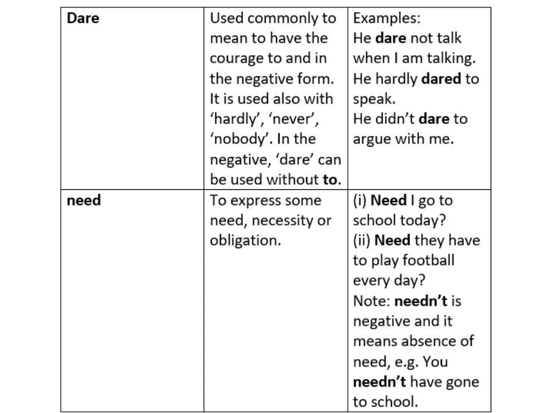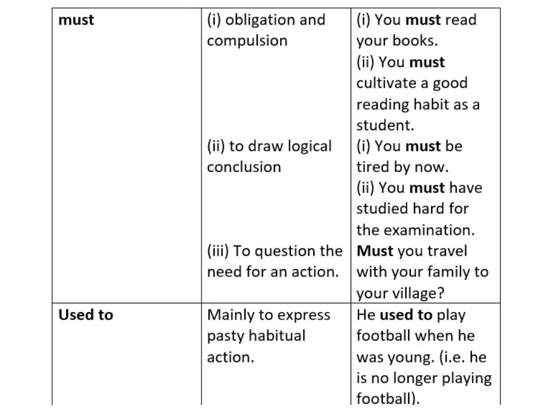The next item on the list of modal auxiliary is dare. This is used commonly to mean to have the courage to, and most times in the negative form. It is used also with hardly, never, nobody. In the negative, there can be used without to. Let's look at the examples. He dare not talk when I'm talking.